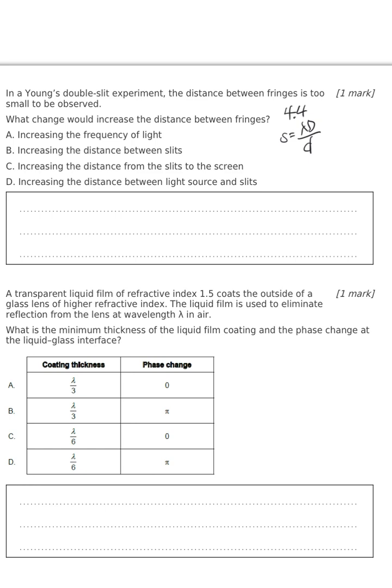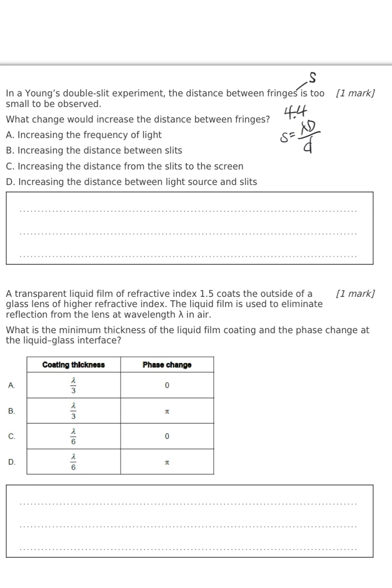But anyway, so S is lambda D over d. Let's get back to the question. It says that the distance between the fringes, that would be lowercase s, because it's on the screen, is too small to be observed. So I want to increase s.